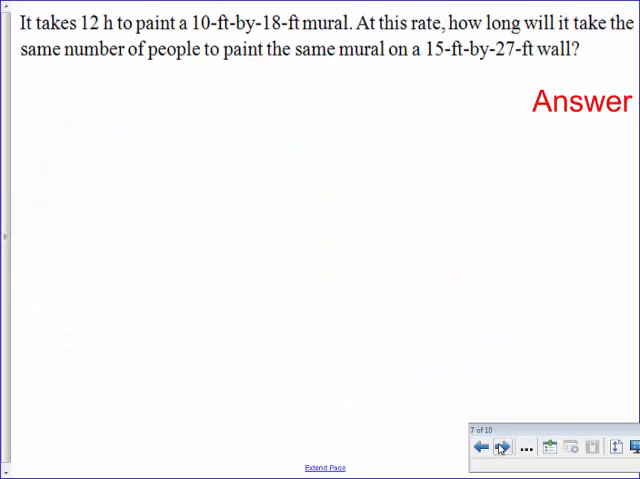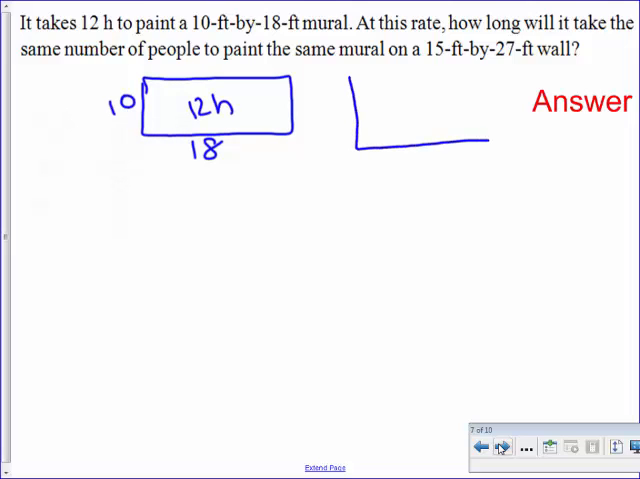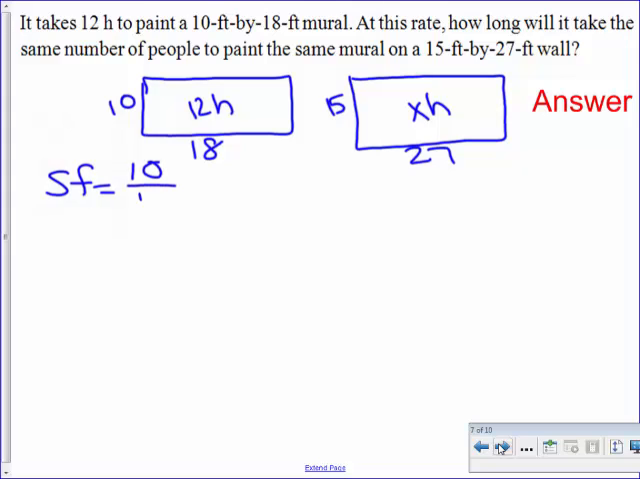All right, here's a slightly different one, but it's the same idea. It says it takes 12 hours to paint a 10 by 18 foot mural. So we're painting a 10 by 18, and this takes 12 hours. There's another wall that is 15 by 27, and you're trying to find how many hours it takes you to paint that wall. So first off, we need to do scale factor. So I'm going to match up 10 to 15, small over small, and then when you simplify 10 over 15, you get the scale factor to be 2/3.